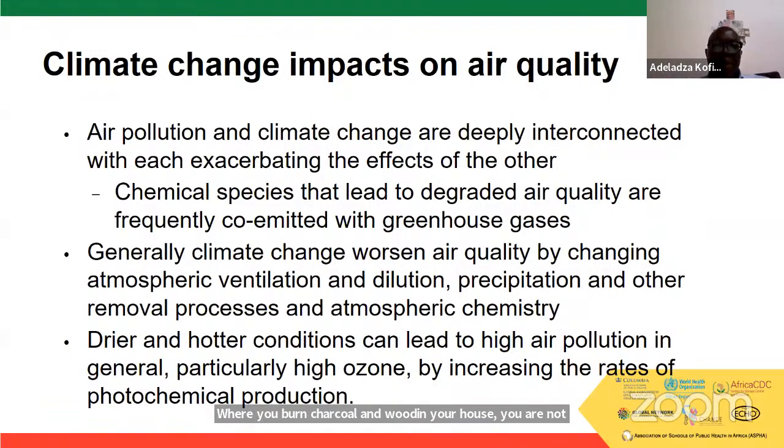Overall, climate change worsens air quality by changing the atmospheric ventilation and dilution, also precipitation and other removal processes, and also the atmospheric chemistry. So if you have drier or hotter conditions, that can lead to high air pollution in general, particularly high ozone, by increasing the rate of photochemical production.